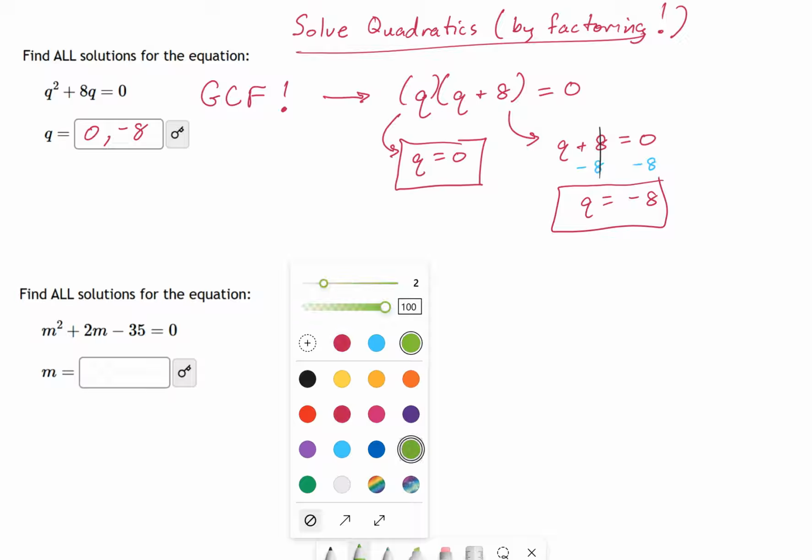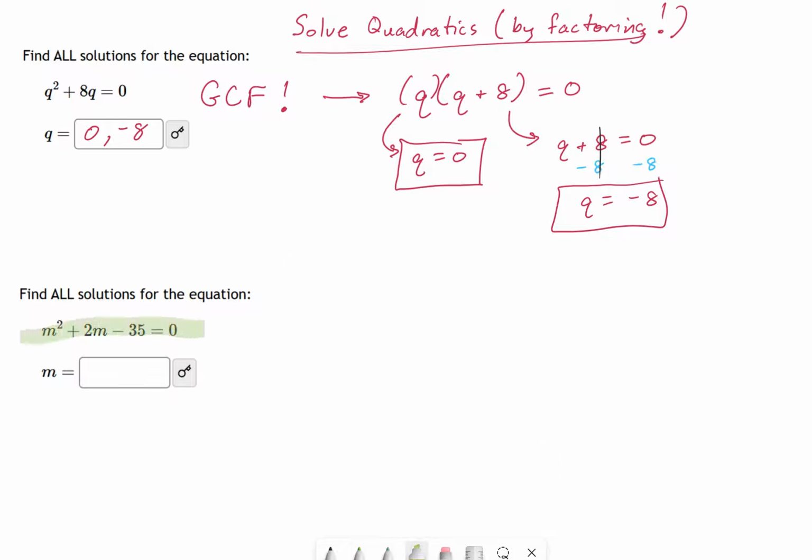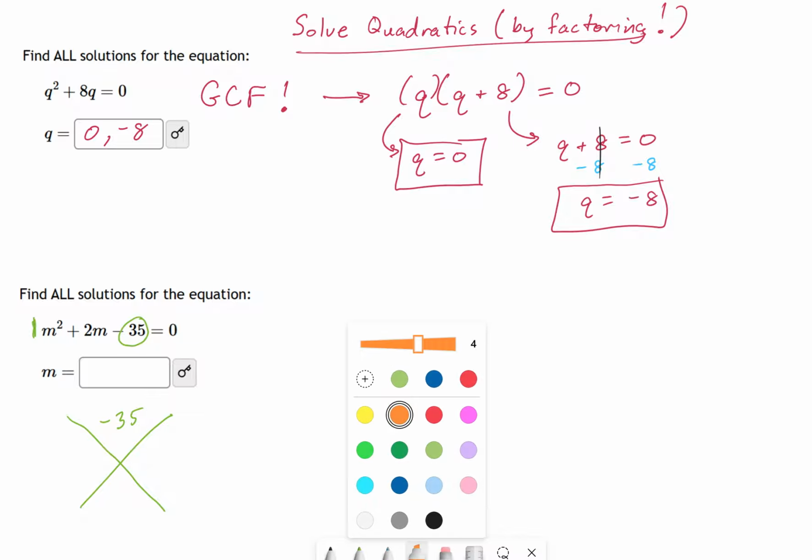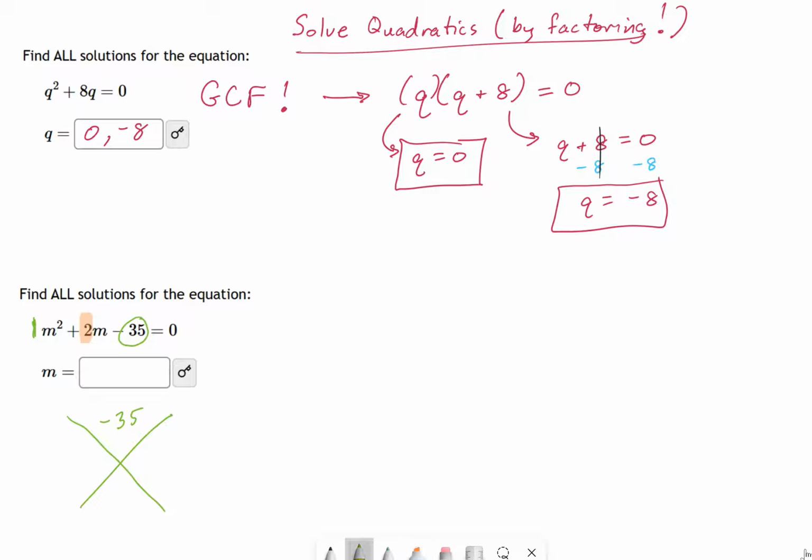Now move on to the next one. The way we're going to handle this guy down here, that's a quadratic because it has that squared over the m, is by factoring. But this time the factoring is a little more complicated because there is no GCF. So the technique that we've shown in class is the following. We're going to set up a big X right here, and I'm going to multiply the 1 that's in front of the m squared and the negative 35 together to get negative 35. And I'm going to take this 2 that's right here in front of the middle term, that m, and write that down here.